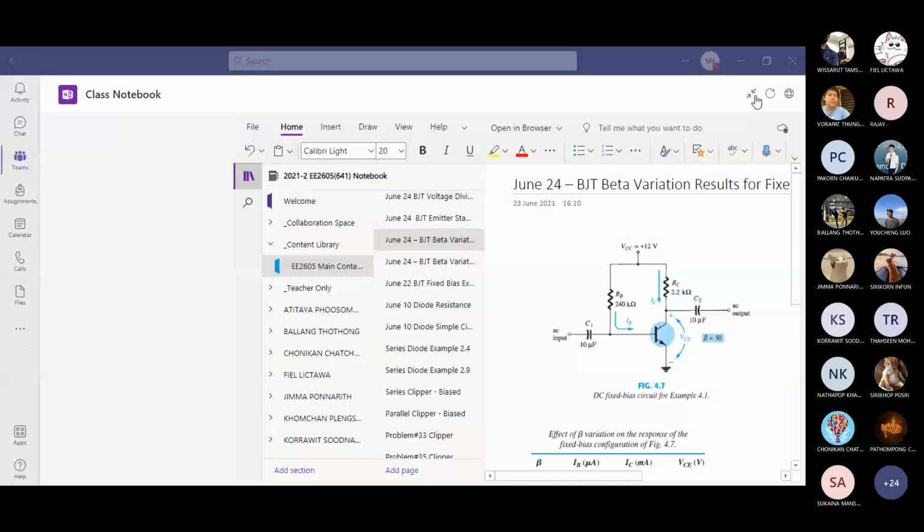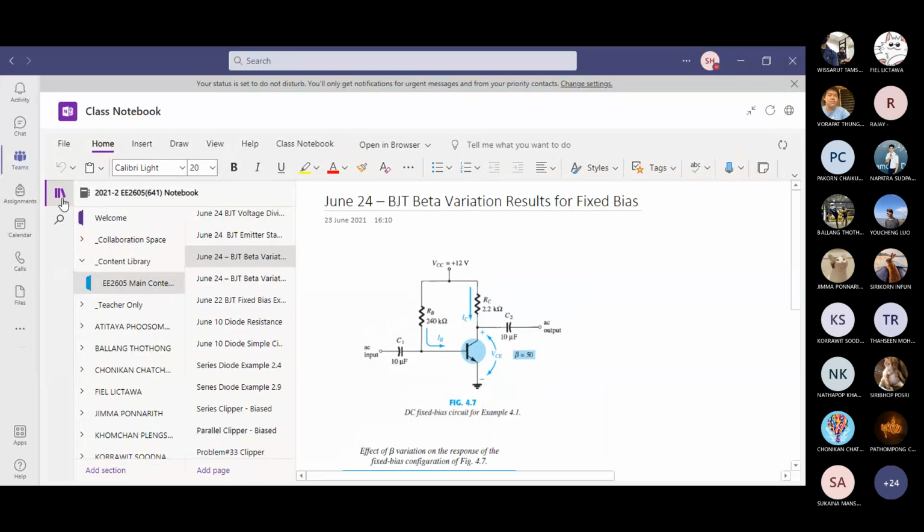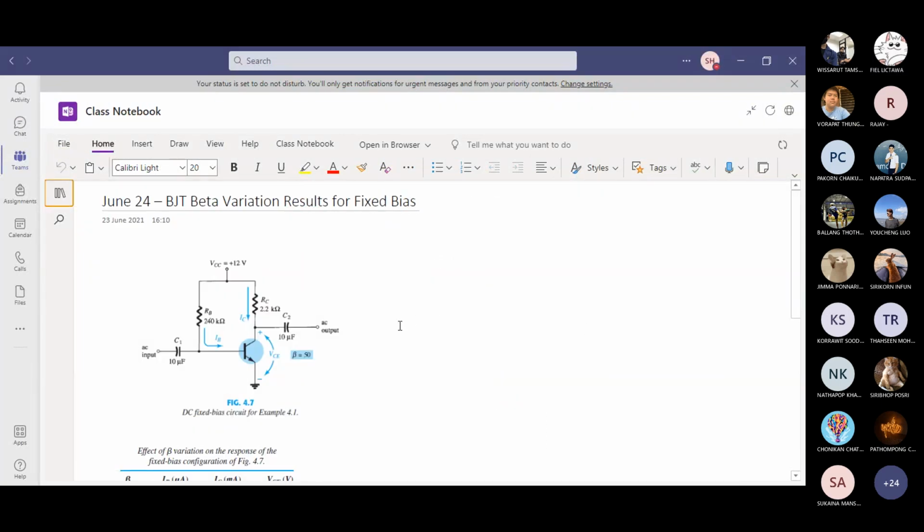Can everyone see the notebook? Can you see the notebook, the class notebook? Yes, we do. Okay. This is a worked example in the book.